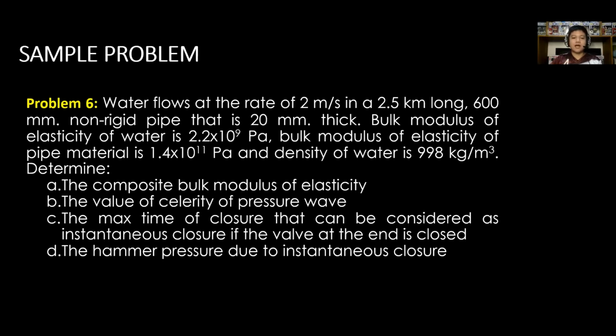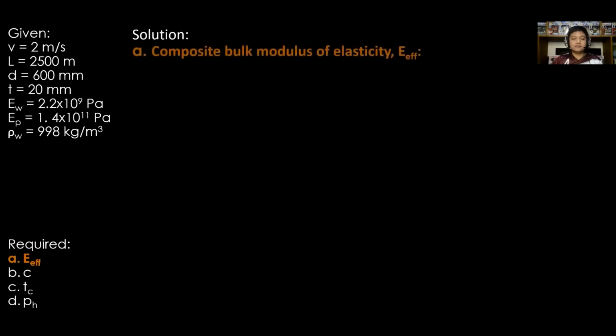Okay, if we go back to the example, for the requirements, determine for letter A the composite bulk modulus of elasticity, for B the value of celerity of pressure wave, for C the max time of closure that can be considered as the instantaneous closure if the valve at the end is closed, and for D the hammer pressure due to instantaneous closure.